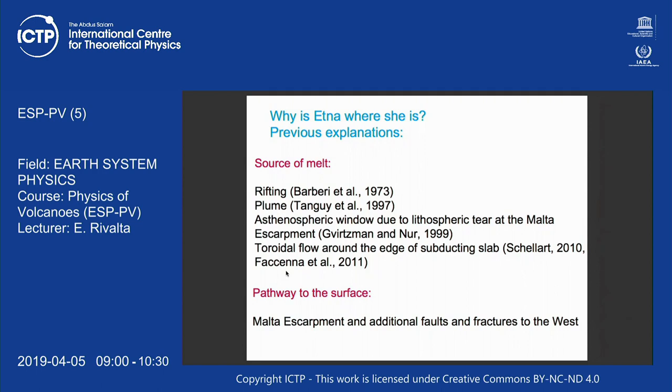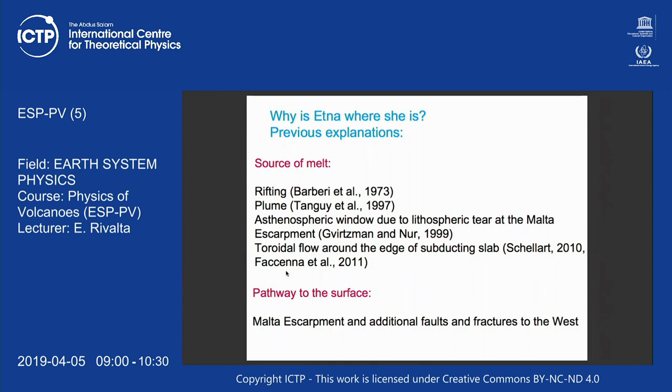What is an asthenospheric window? If you tear apart the lithosphere too much, you will have in the end, at the very bottom, a place where you basically make the asthenosphere open to a pathway to the surface. This has been proposed. And then maybe the most recent is toroidal flow around the edge of the subducting slab. I'll discuss these options better later.